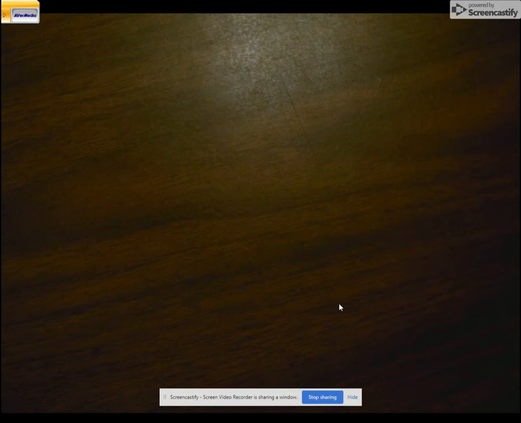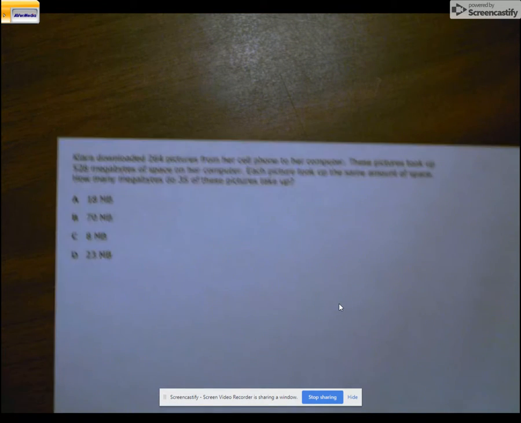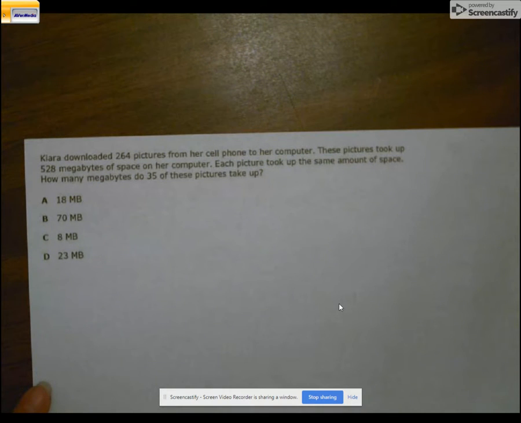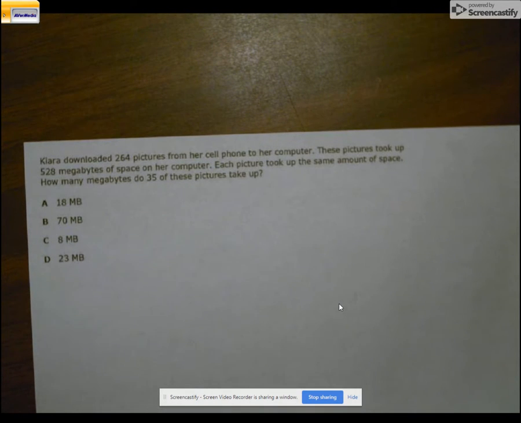All right, let's look at another one. So Kira downloaded 264 pictures on her computer. These pictures took up 528 megabytes of space on her computer. If each picture takes up the same amount of space, how many megabytes would 35 pictures take up?